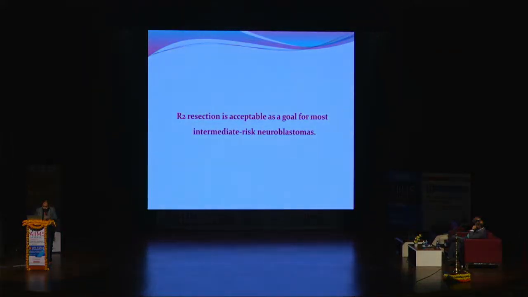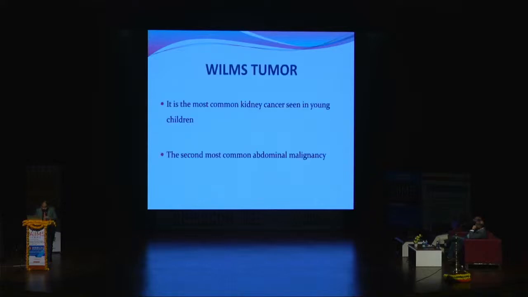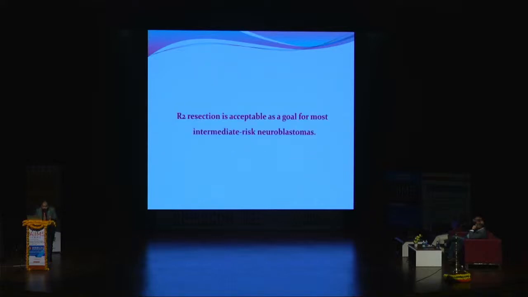In cases of intermediate and high risk, even an R2 resection is acceptable. So this is what, in general from my view, applies in neuroblastomas: you don't have to do something heroic. The disease is extremely infiltrative, and no matter what you try, it is possible to leave some disease behind. And we are not trying to do something heroic here because of the nature of the disease.